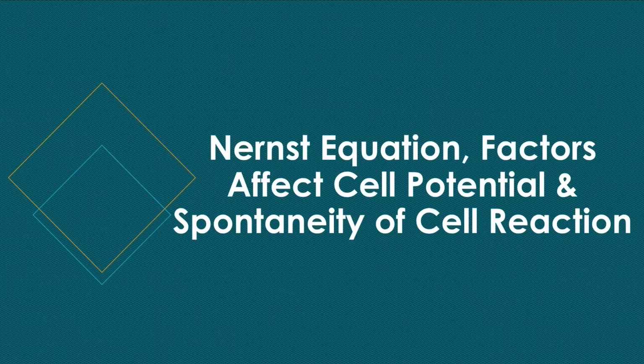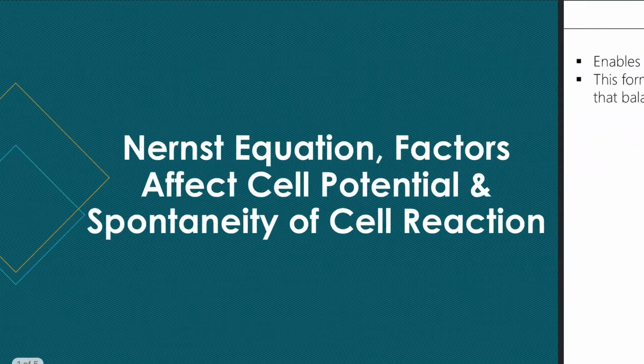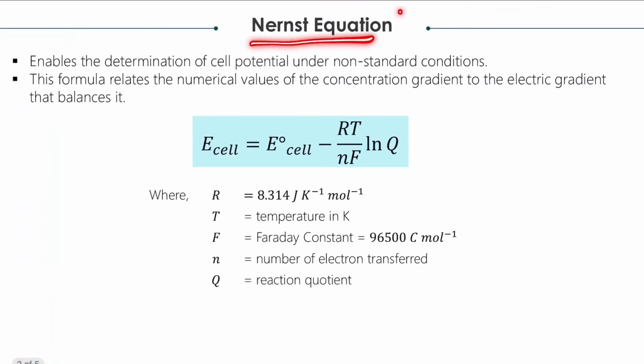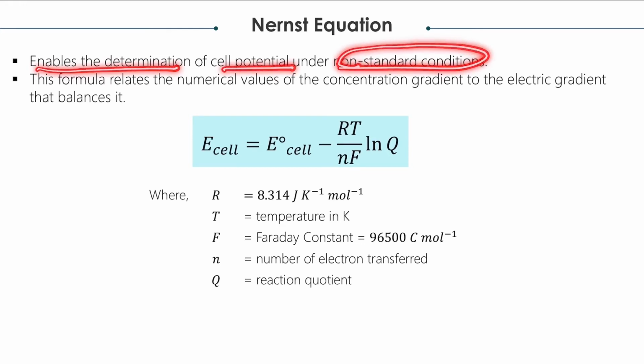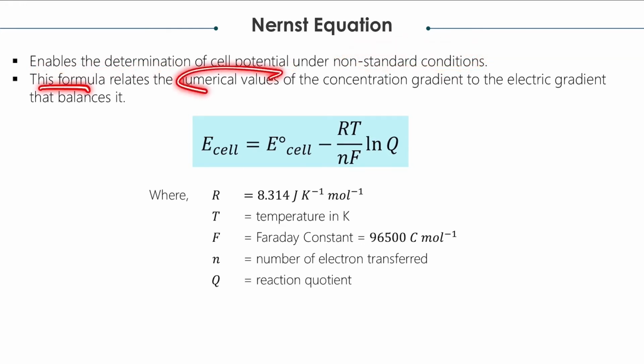Nernst equation factors affect cell potential and spontaneity of cell reaction. The Nernst equation actually enables us to determine the cell potential under non-standard conditions. This formula relates the numerical values of the concentration gradient to the electrical gradient that balances it.